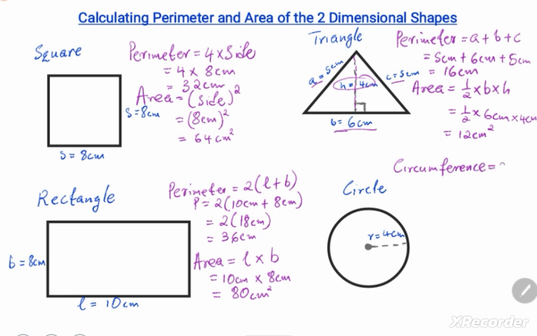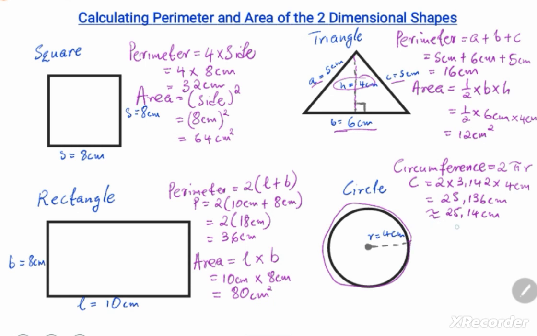And it has the formula 2 pi r, where r is the radius. So it has a radius of 4 centimeters, so we substitute and say C will be equals to 2 times pi, which is 3.142, times the radius of 4 centimeters. And this will be equals to 25.136 centimeters, or we can simply round it off to 25.14 centimeters.